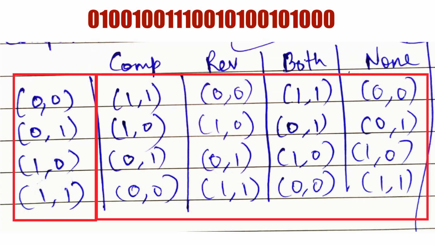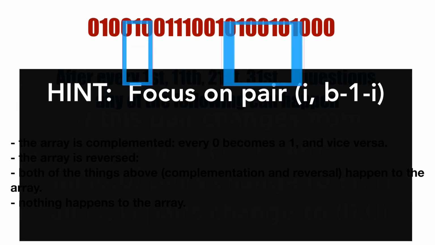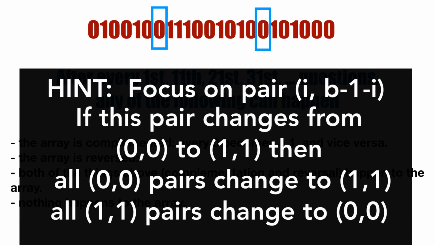And now if you observe this carefully, what I can claim is that if the pair changes from 0, 0 to 1, 1, then all other 0, 0 pairs will change to 1, 1. And all other 1, 1 pairs will change to 0, 0. So this was a very strong observation. If a 0, 0 pair, any such pair changes to 1, 1, then all other 0, 0 pairs will change to 1, 1. And what do we mean by 0, 0 pair?